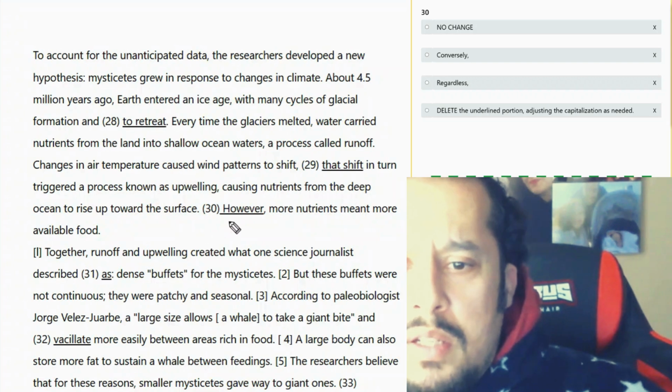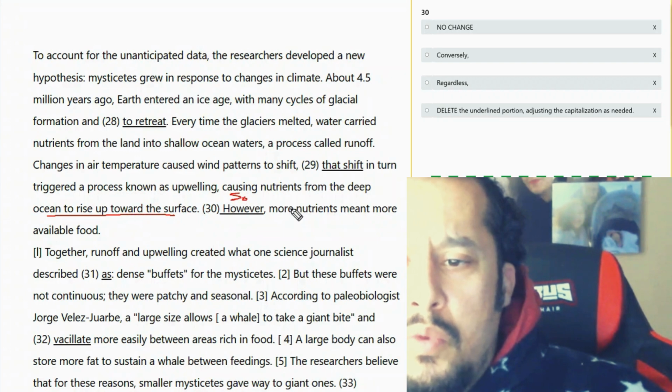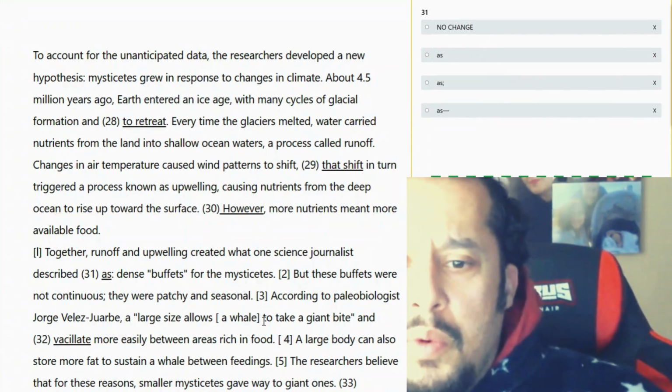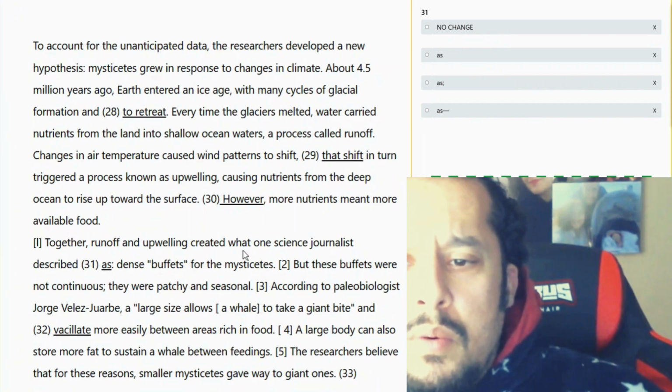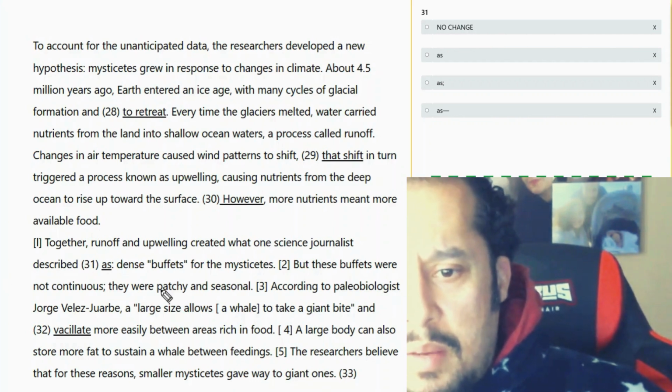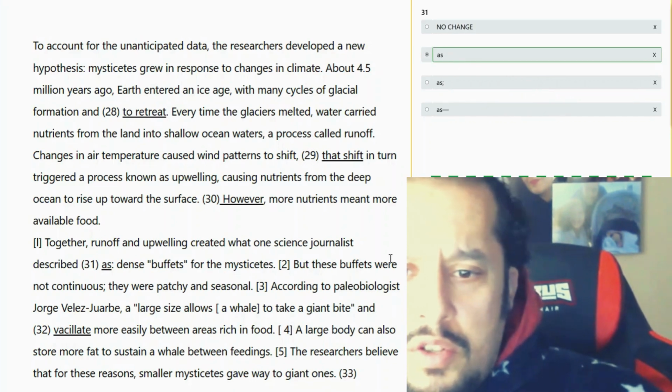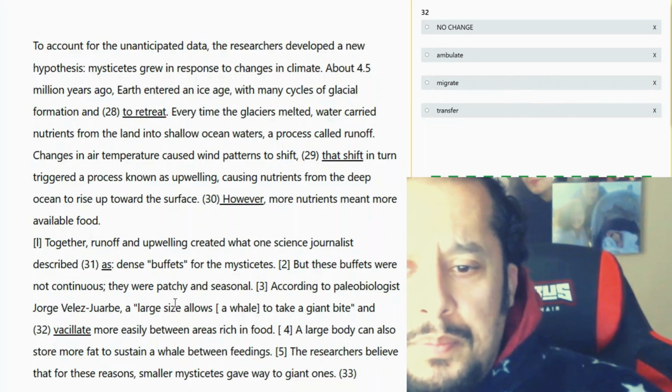I don't know why we're contrasting. It has more nutrients to rise up towards the surface, so more nutrients meant more available food. So it's a cause and effect relationship. We don't have that. Right, they're all opposites. D. They're all opposites, D. Number 31. Okay, so he described as, then it says as, which completes the phrase. So why put anything between as and the rest? Usually comma as or as punctuation is wrong. So here we're gonna go with answer B. The other answers are fragments. Number 32.